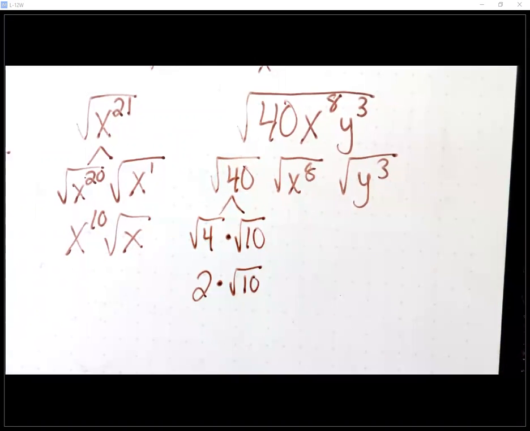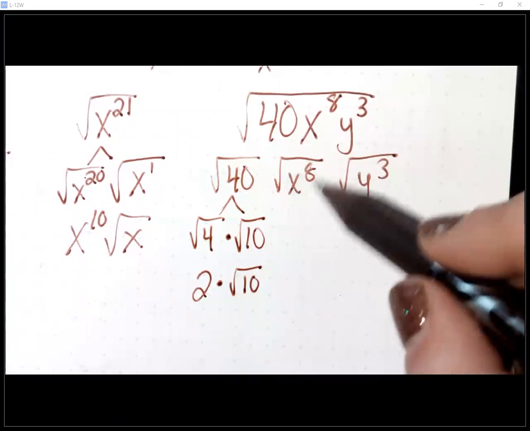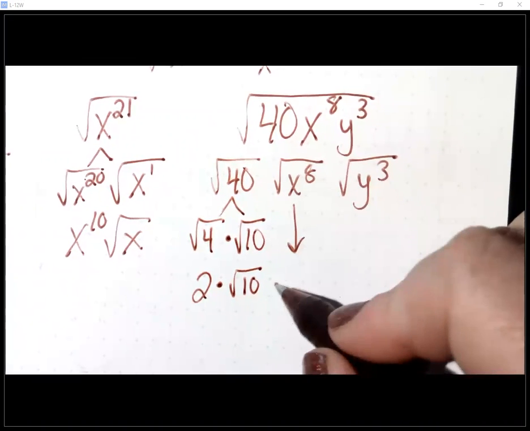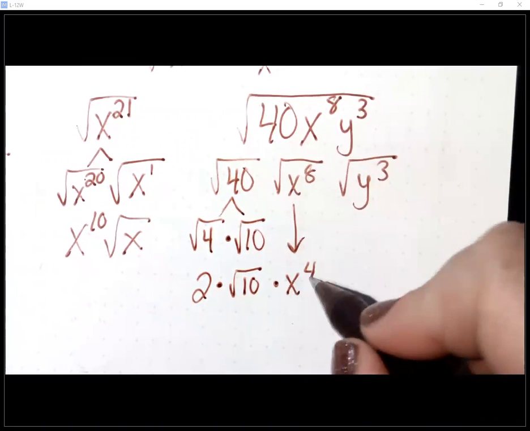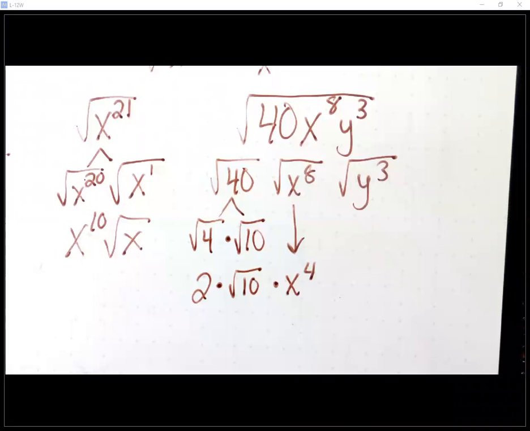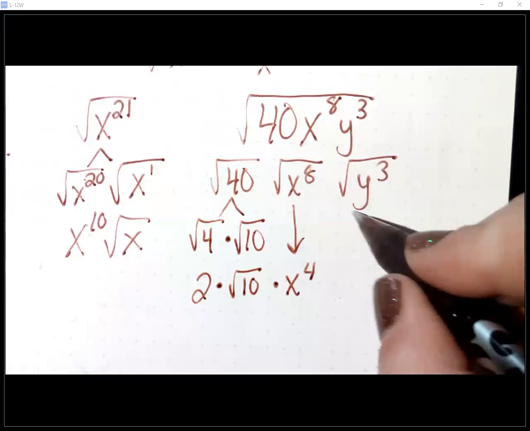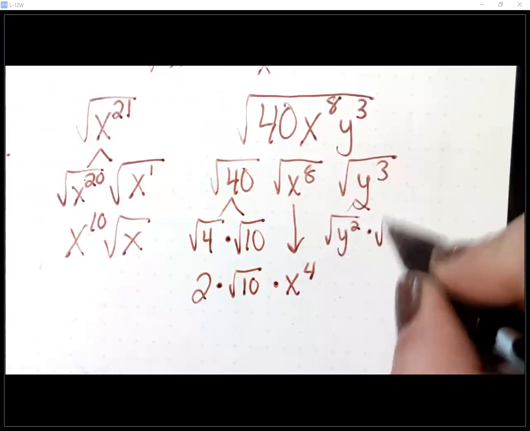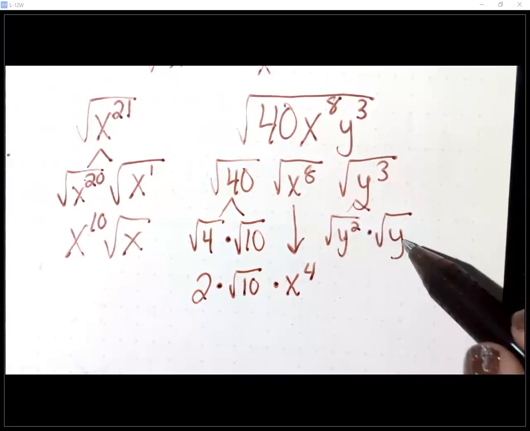Now, what's the square root of x to the 8th? X to the 4th. So that one I just know the answer is x to the 4th. But now y to the 3rd, right? That's not a perfect square. So I got to do this trick where I go one lower. I can split this up into y squared times y to the 1st, right? Because isn't that really y to the 3rd if I multiply them together? Yep.